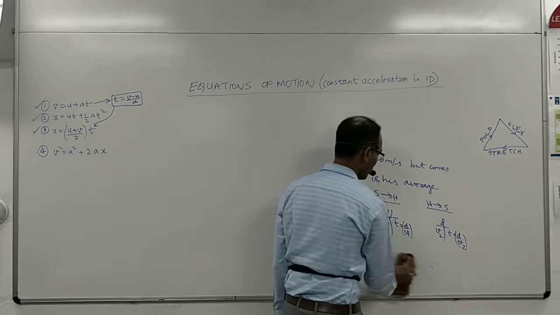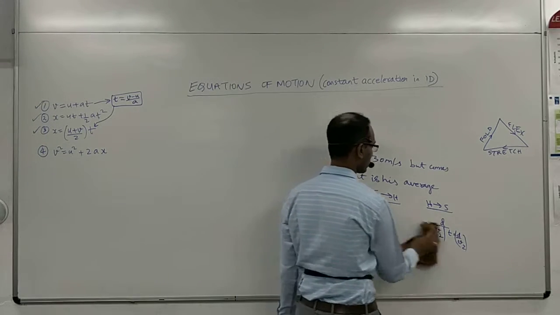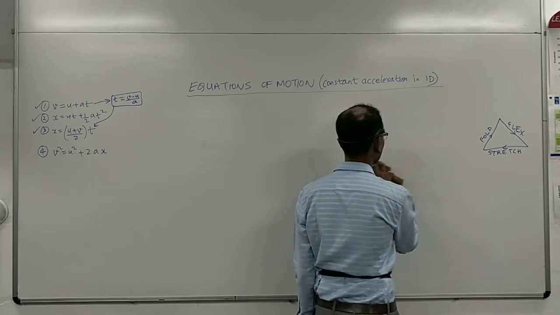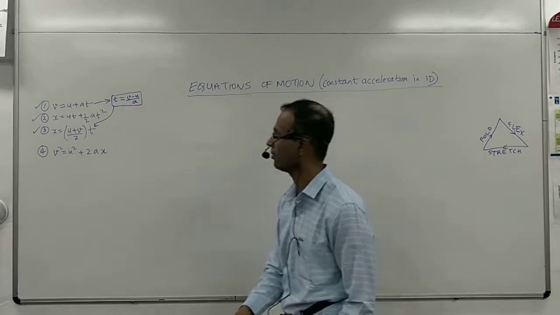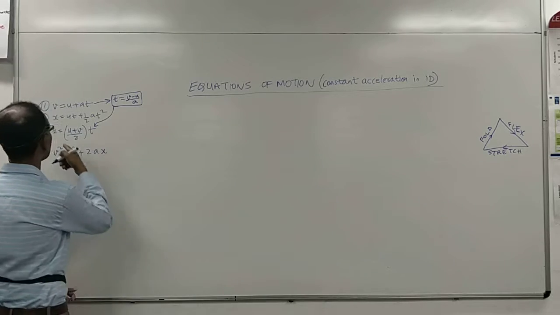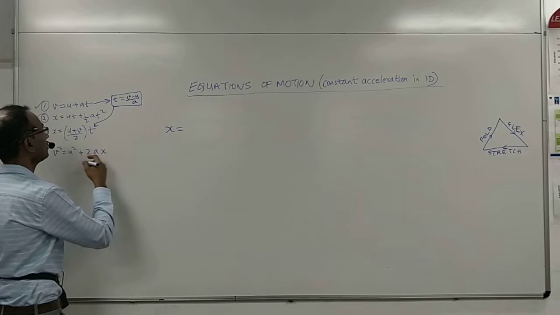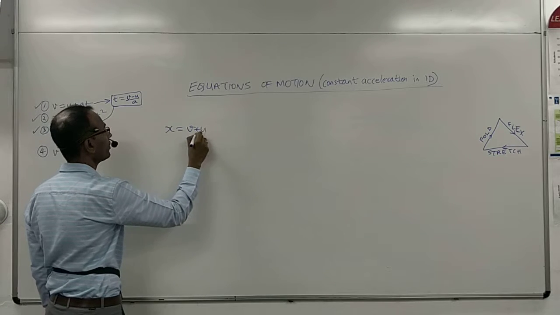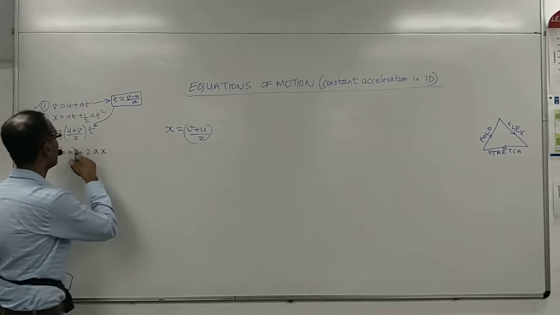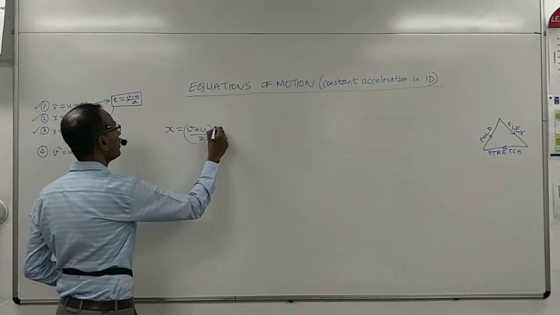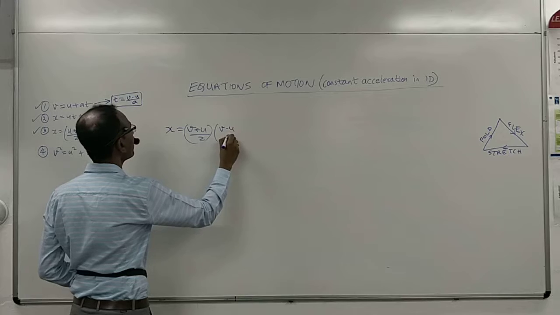Try it. I will anyway do it on the board. You can check your work. You do u plus v upon 2 into v minus u upon a. Now wait. See. So if you substitute this in this, you get x equals u plus v upon 2 into t. That becomes v minus u upon a.